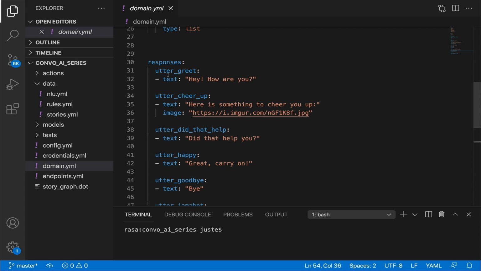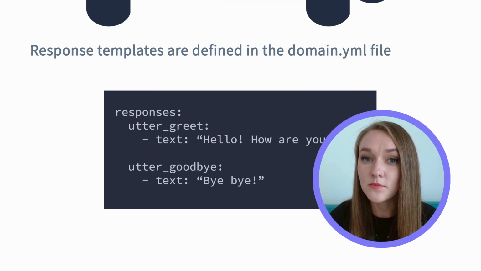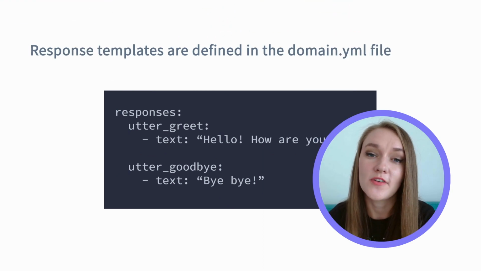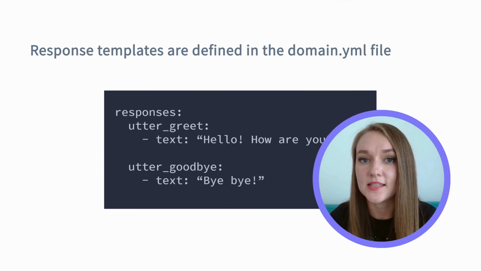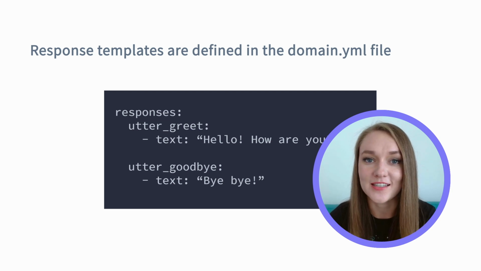Each response consists of a label with the prefix utter and the actual message that should be sent back to the user. Simple responses usually consist of a simple text message that an assistant sends back to the user when a corresponding response is predicted. Now let's have a look at how we can make those responses more interesting.